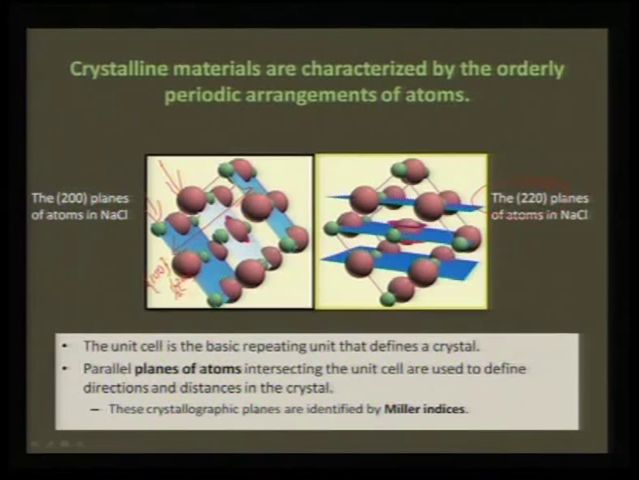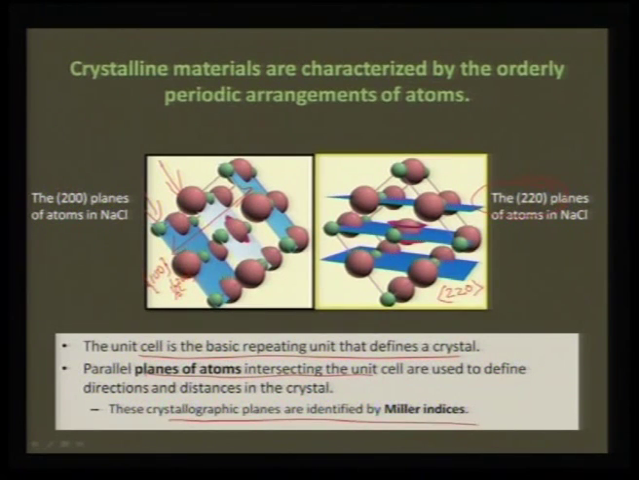Similarly, when the lattice rotates, you can bring other planes also into focus. For example, this is the way you can visualize a 220 plane, and this can also give you a particular reflection. So, the unit cell is the basic repeating unit, and parallel planes of atoms intersect the unit cell and are used to define the directions and distances.